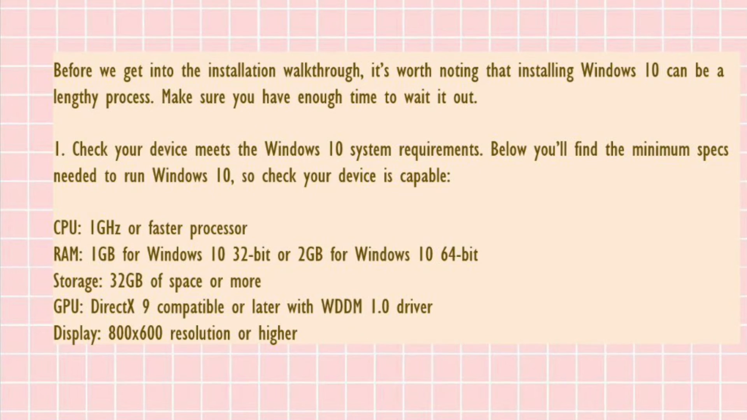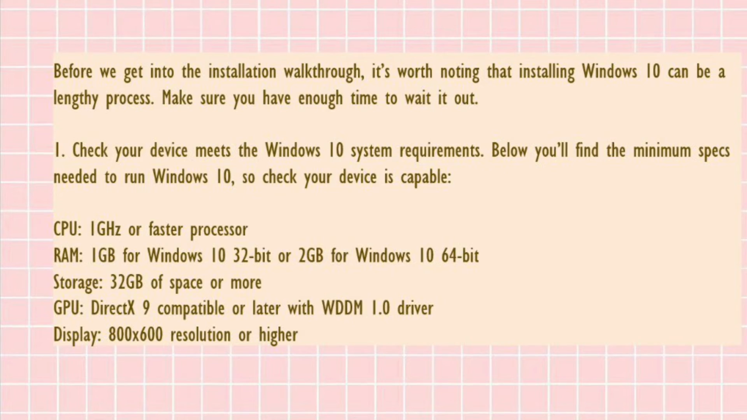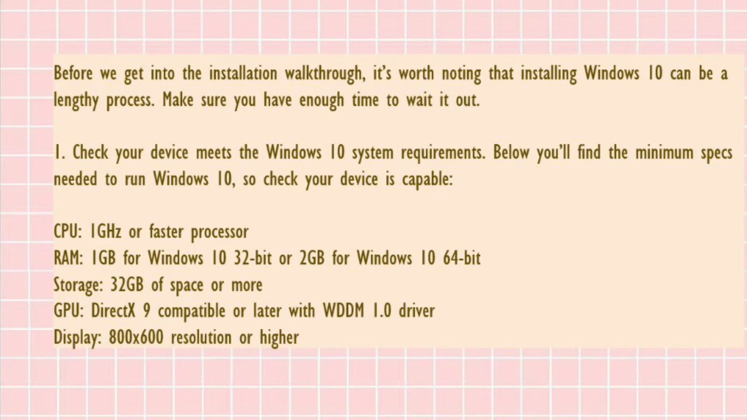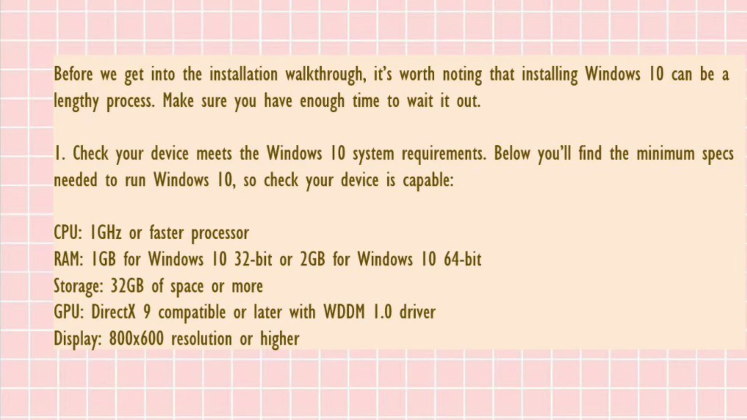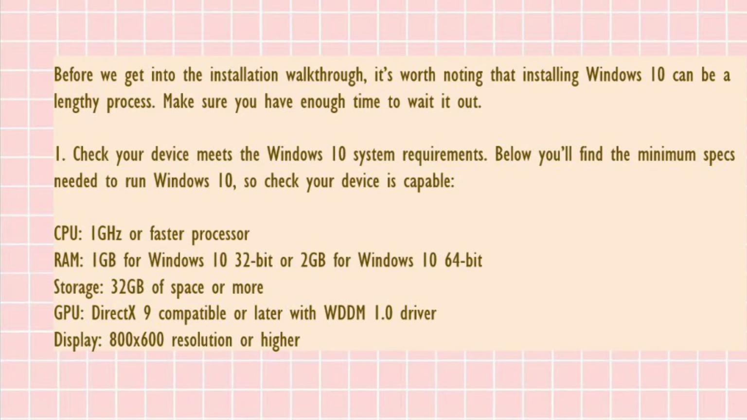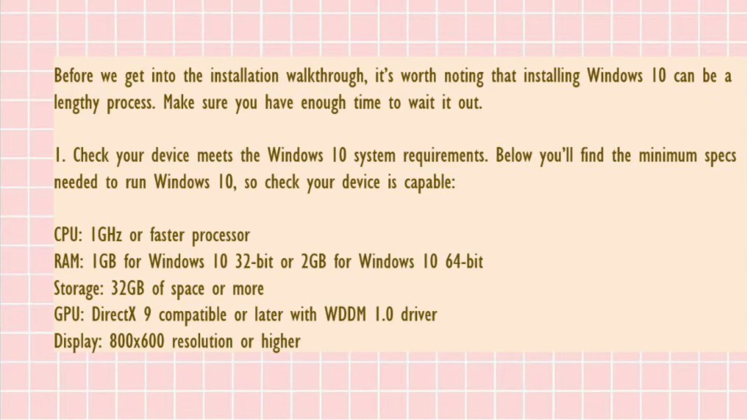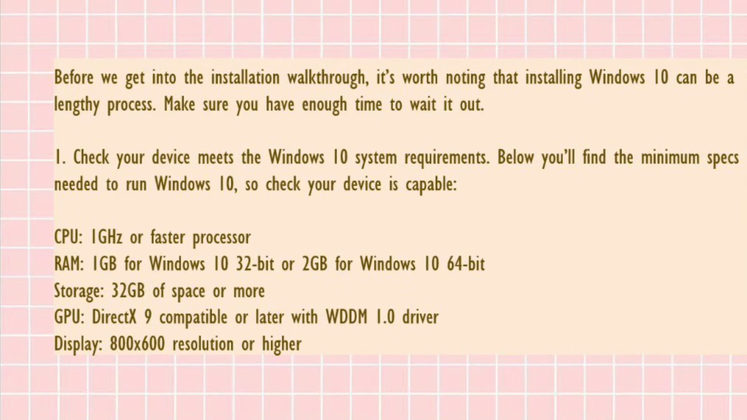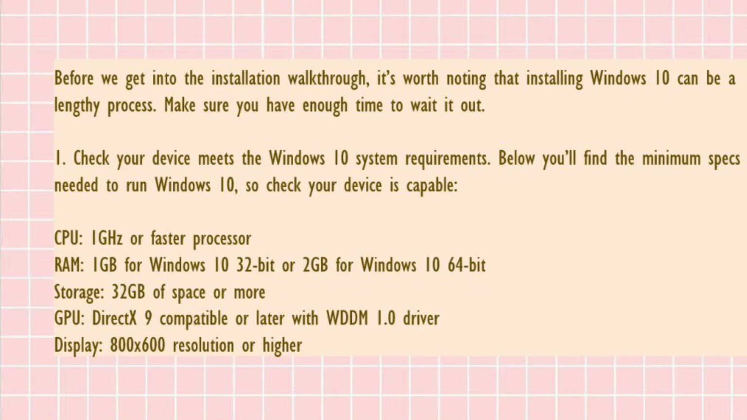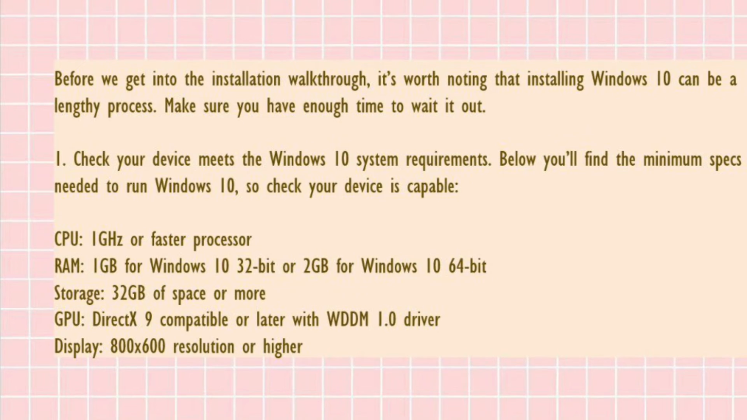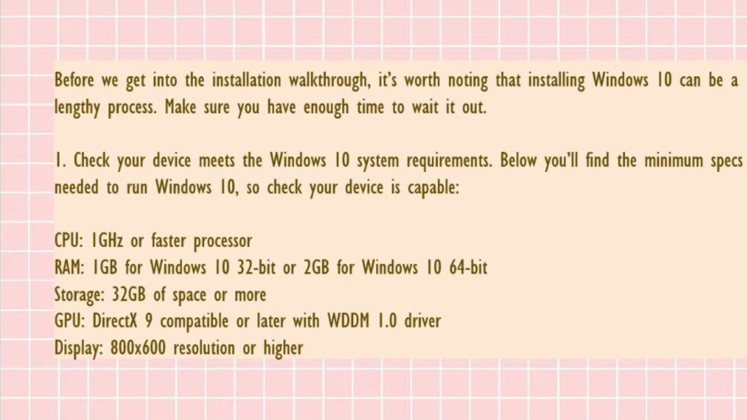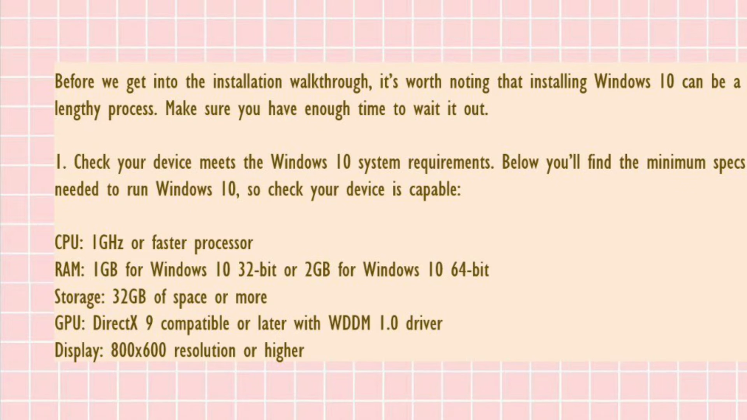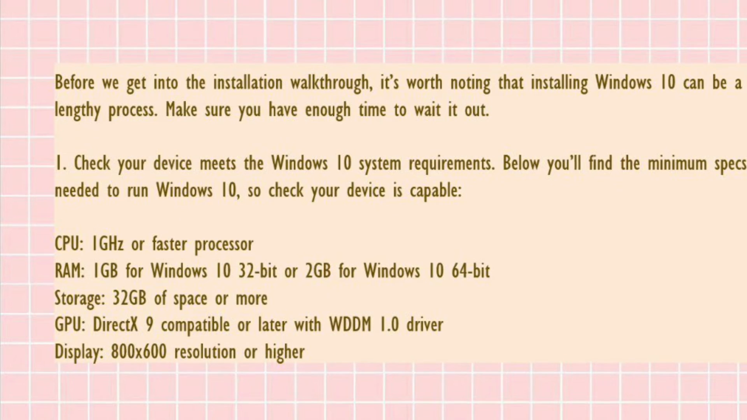Before we get into the installation walkthrough, it is worth noting that installing Windows 10 can be a lengthy process. Make sure you have enough time to wait it out. First, check your device meets the Windows 10 system requirements. CPU: 1 GHz or faster processor. RAM: 1 GB for Windows 10 32-bit or 2 GB for Windows 10 64-bit. Storage: 32 GB of space or more. GPU: DirectX 9 compatible or later with WDDM 1.0 driver. Display: 800x600 resolution or higher.